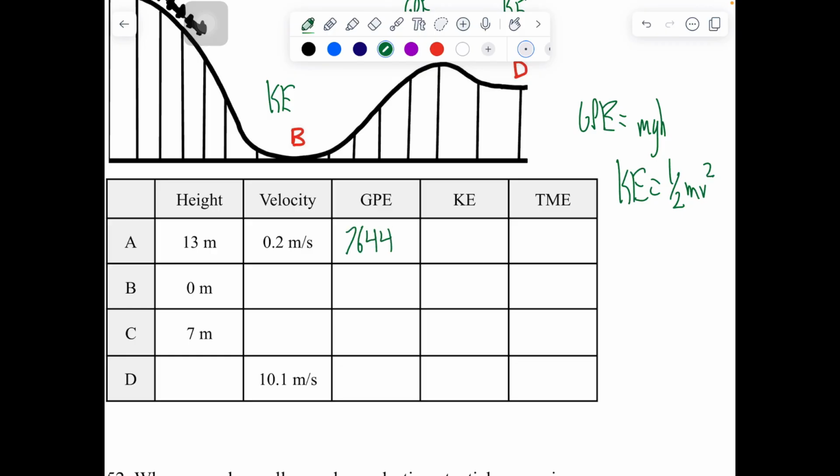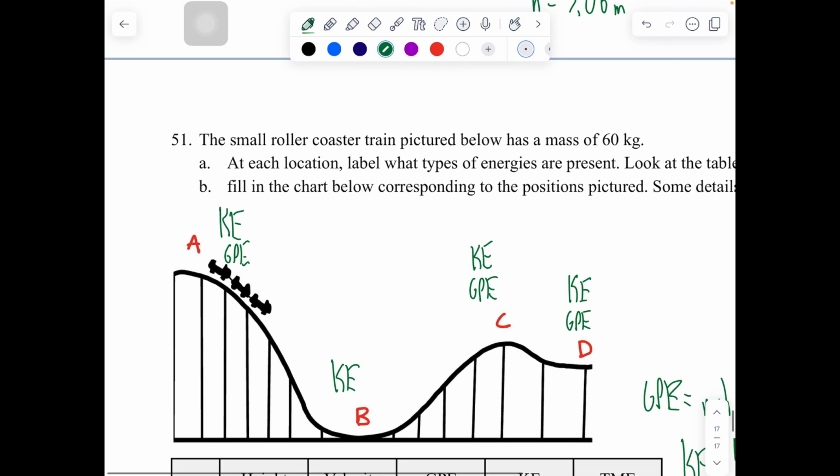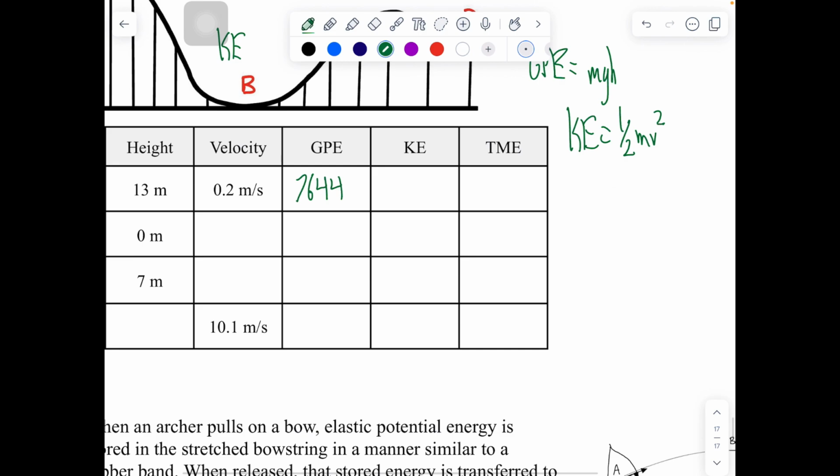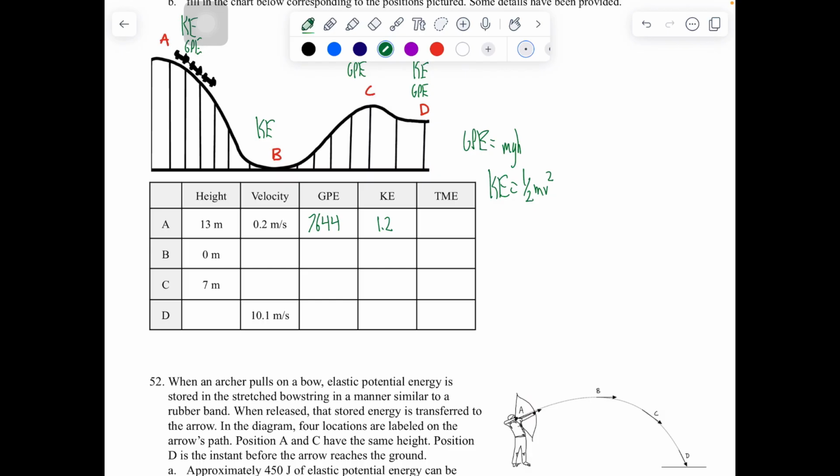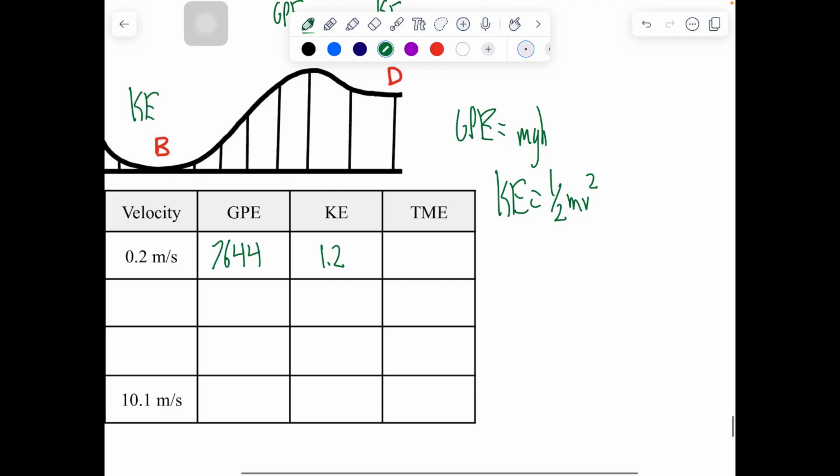7,644. Kinetic energy is the velocity, 0.2, squared, times the mass of 60, and we're cutting that in half. That's 1.2. Slightly different amounts of energy. Okay. Total mechanical energy is then 7,645.2.